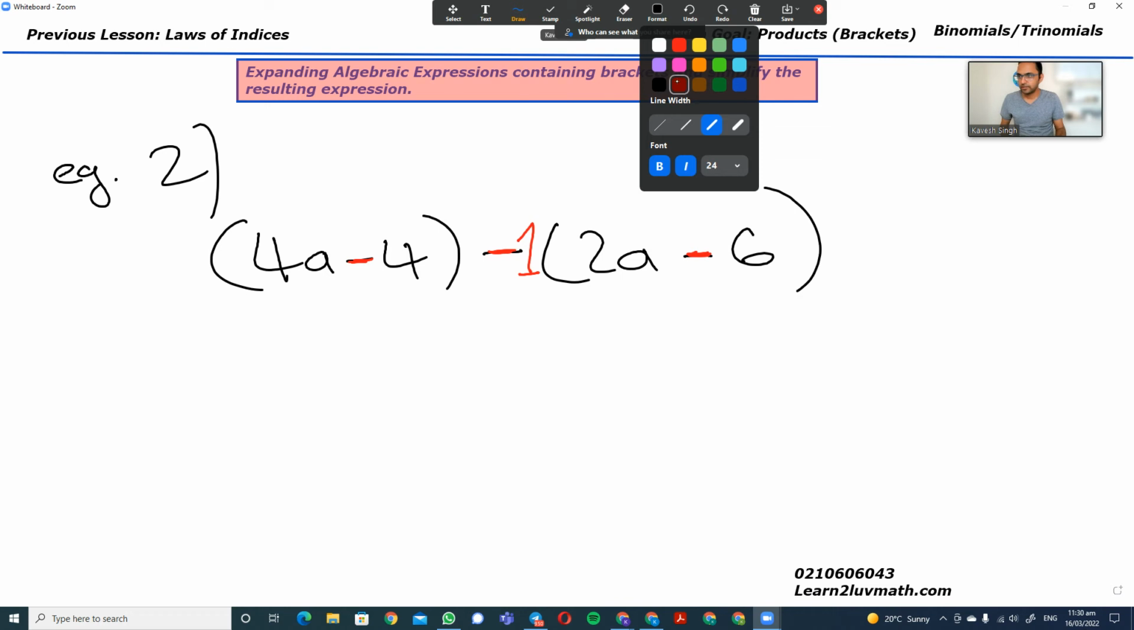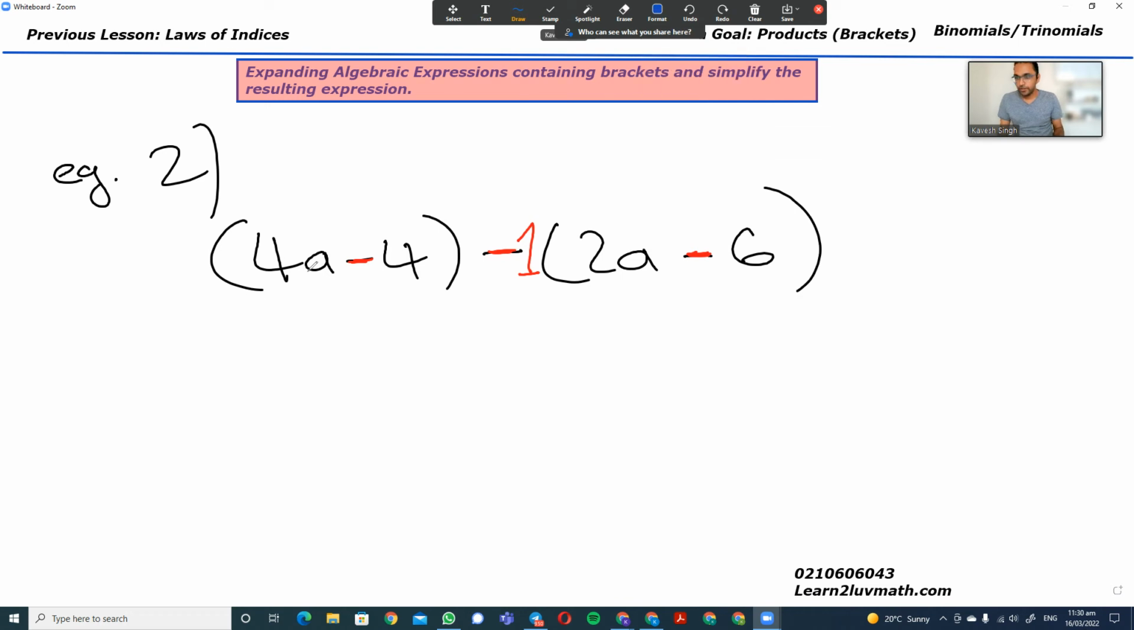The first thing I can see is that my bracket over here has nothing in front of it, and there's nothing at the end of it to multiply into the bracket. So technically, I can simply just remove these brackets and nothing will happen. I also see that 4a and 4 are not like terms, so I can't go further than that.